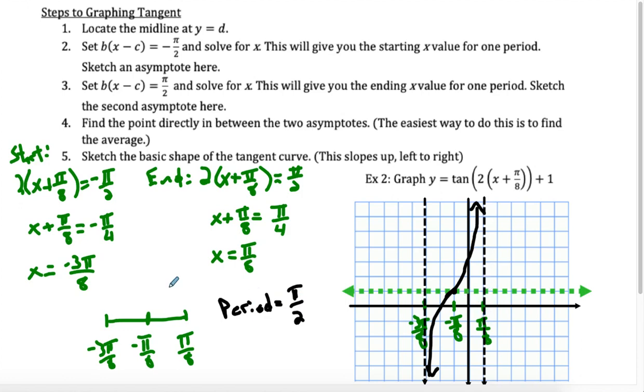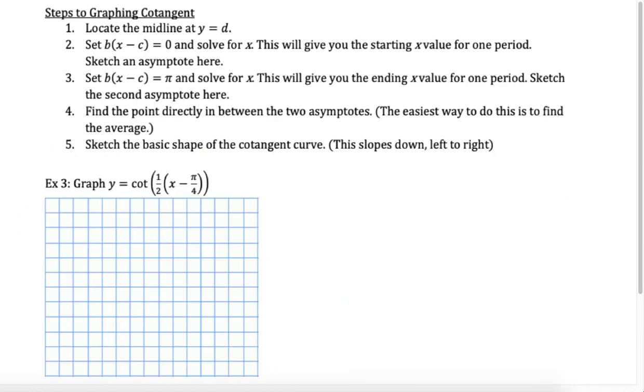Okay? Graphing cotangent is very similar. It's actually, in fact, the exact same steps, except I'll set my starting point equal to 0 and my ending point equal to pi. So that's really the key for remembering how to graph tangent and cotangent. For tangent, we're going from negative pi over 2 to pi over 2. And for cotangent, we're going from 0 to pi. So let's run through a few examples here.